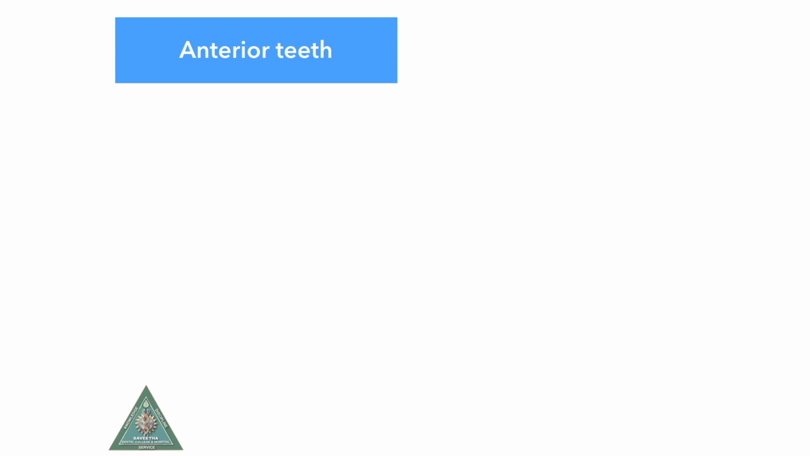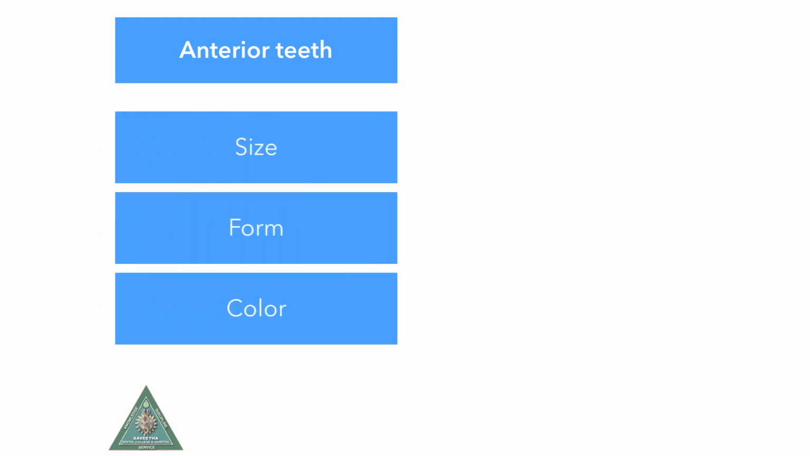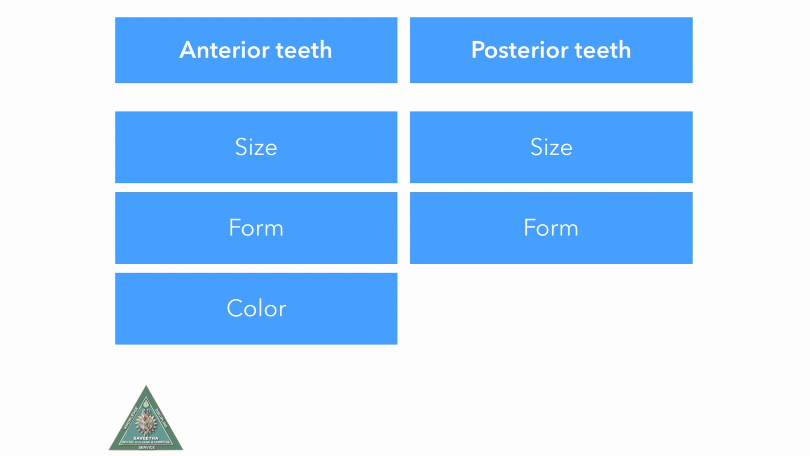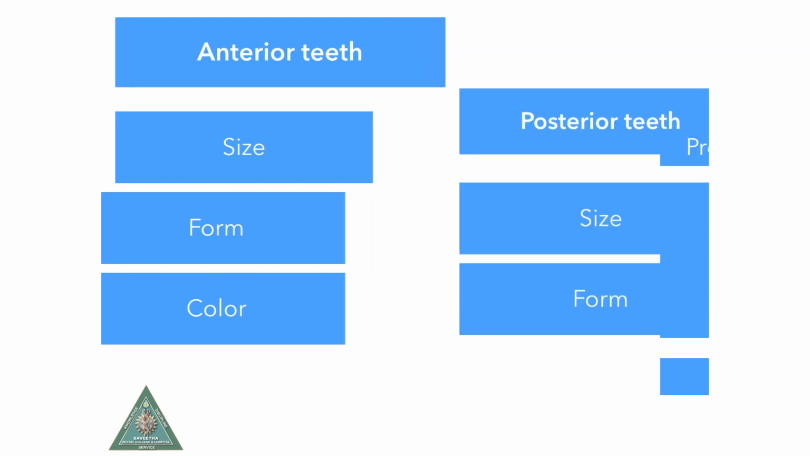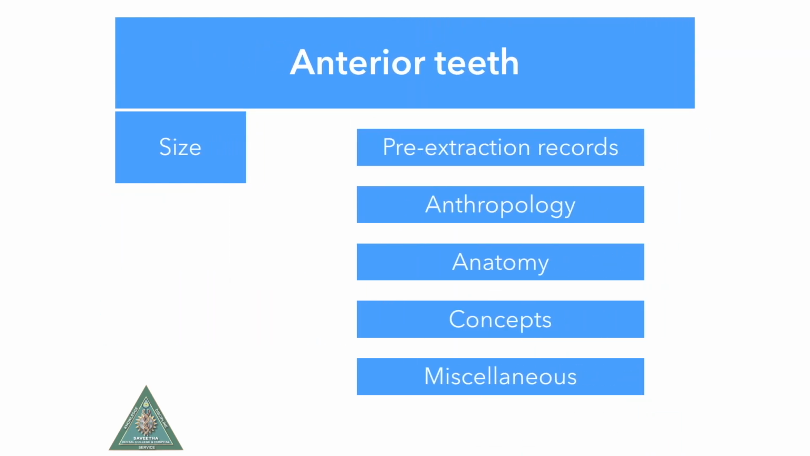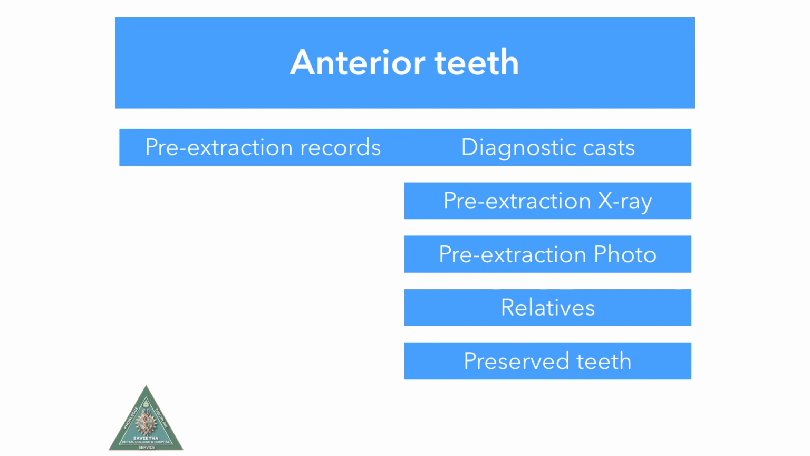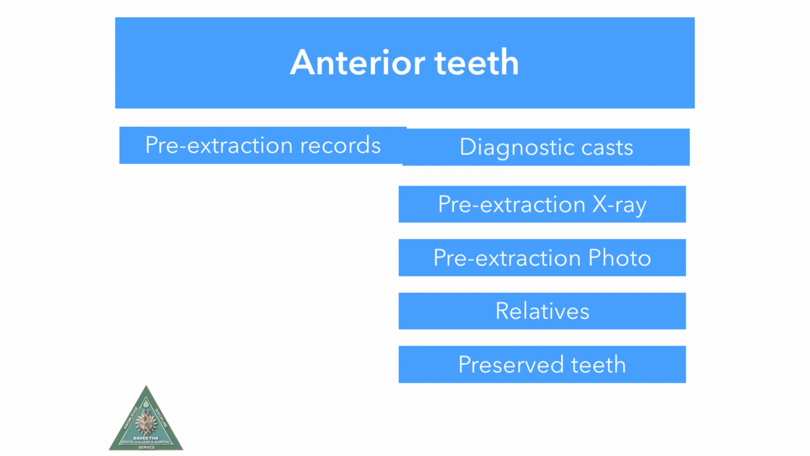We can divide teeth selection into selecting anterior teeth and posterior teeth separately. We can select the size, form and color for the anterior teeth and the size and form for posterior teeth. We don't need to select color for posterior teeth since it's not in a very aesthetic zone. We can select the size of anterior teeth based on pre-extraction records, anthropological measurements, anatomy concepts, and other methods. Pre-extraction records include diagnostic casts, X-rays, photographs, teeth of close relatives, and preserved extracted teeth.